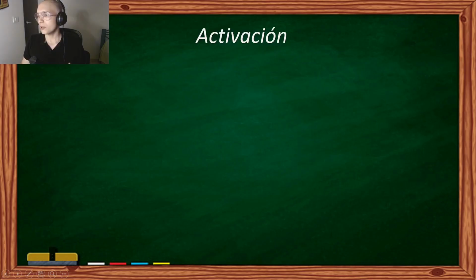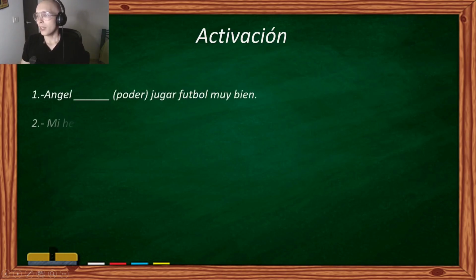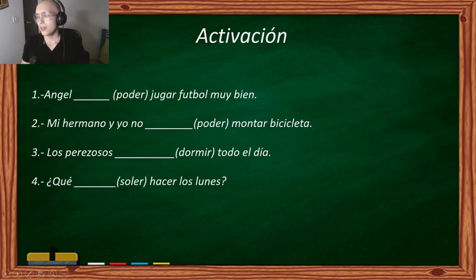Now, to check if you understood the class, let's do the activation activity. And we'll have these 4 sentences. Ángel, blank, poder jugar fútbol muy bien. So, Ángel, the verb is can, and play football very well. Mi hermano y yo, poder montar bicicleta. So my brother and I, blank space, can, and ride a bike.